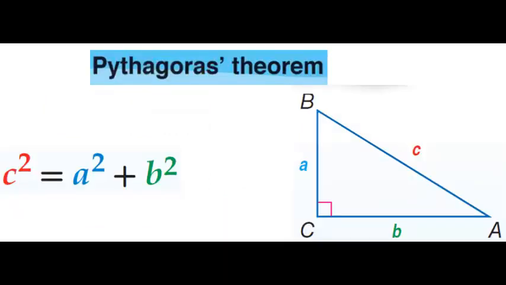And now let's see a particular proof for the Pythagorean theorem, where c squared is the area of a square inscribed on the hypotenuse, and a squared and b squared are the areas of the other two squares on the two legs.